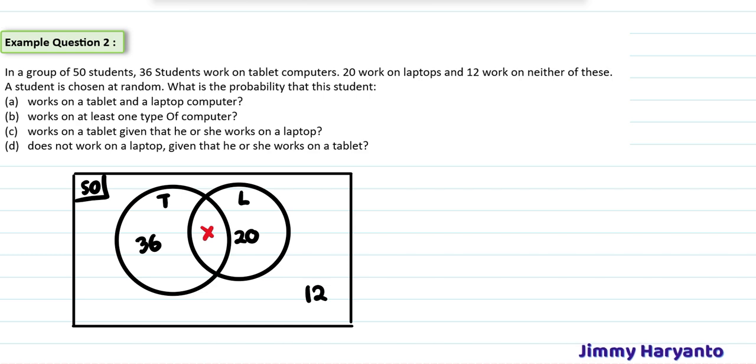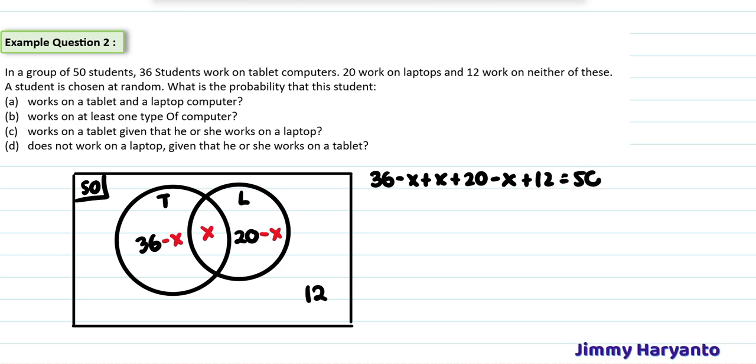That means the intersection will be x. You have to minus this one with x, minus this one with x, and the total of them has to be 50. So 36 minus x plus 20 minus x, and then plus 12 equals 50. And then just calculate this. We have 56 plus 12 is 68, and then minus x equals 50. So x equals 18. That means this one is 18, this one is 18, this one is 2.